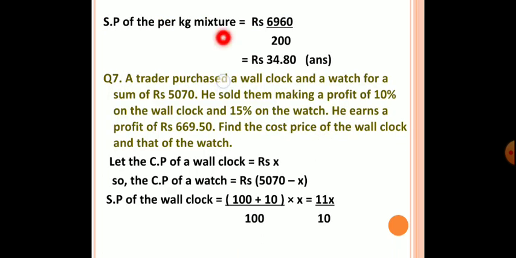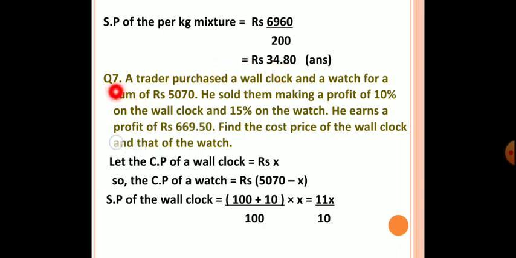They have asked us to find out the selling price per kg of the mixture. That means there was a total of 200 kg of the mixture. So we will divide the selling price of the 200 kg by 200. That is rupees 34.80 paise. So the selling price of the mixture per kg is rupees 34.80 paise.